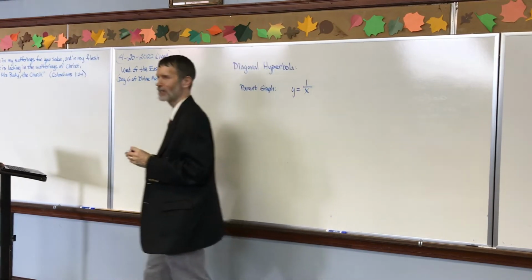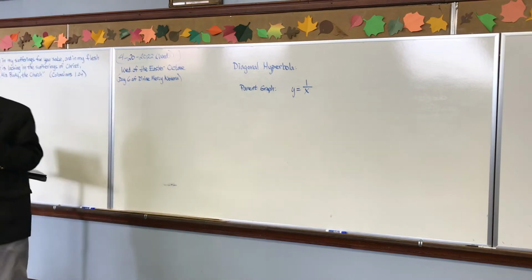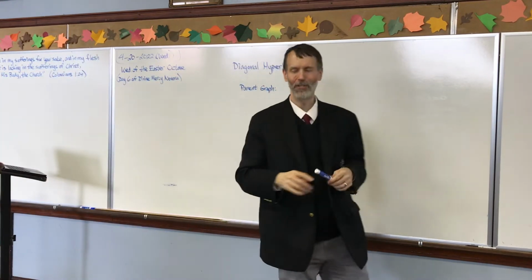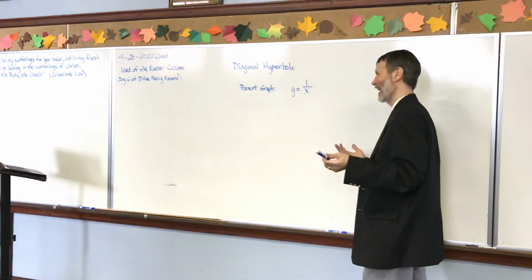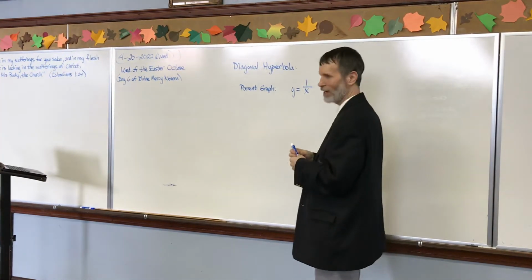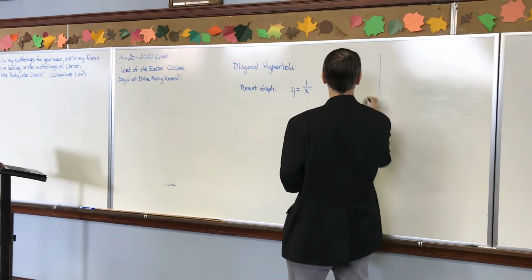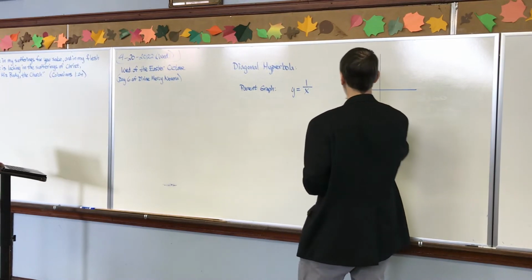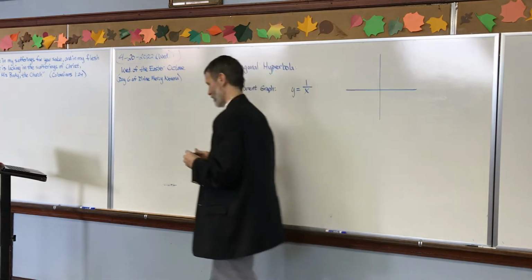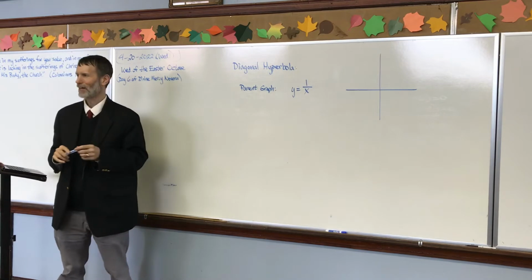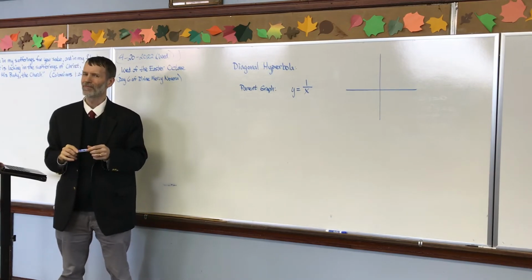Y equals 1 over x. We've seen it before. The book called it a reciprocal function, or sometimes a rational function, which is okay. But the graph is kind of interesting. I want to try and graph this thing. Does anybody see a value of x that you would not want to use?